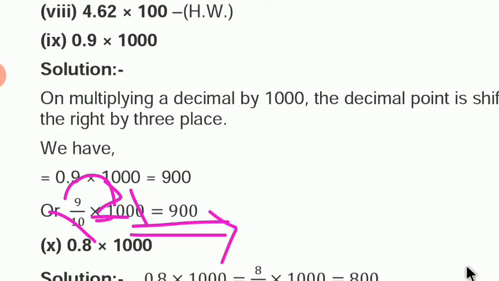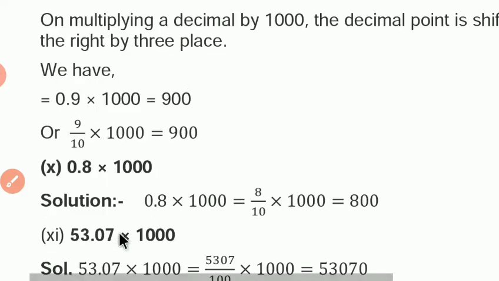Next one, 0.8 into 1000. Now we have to multiply 0.8 into 1000. So we'll get the answer as 800.